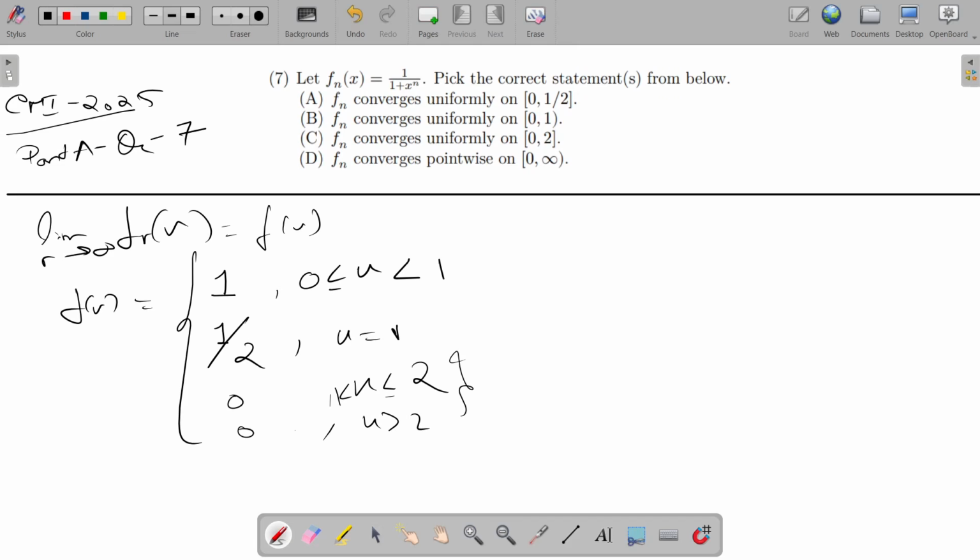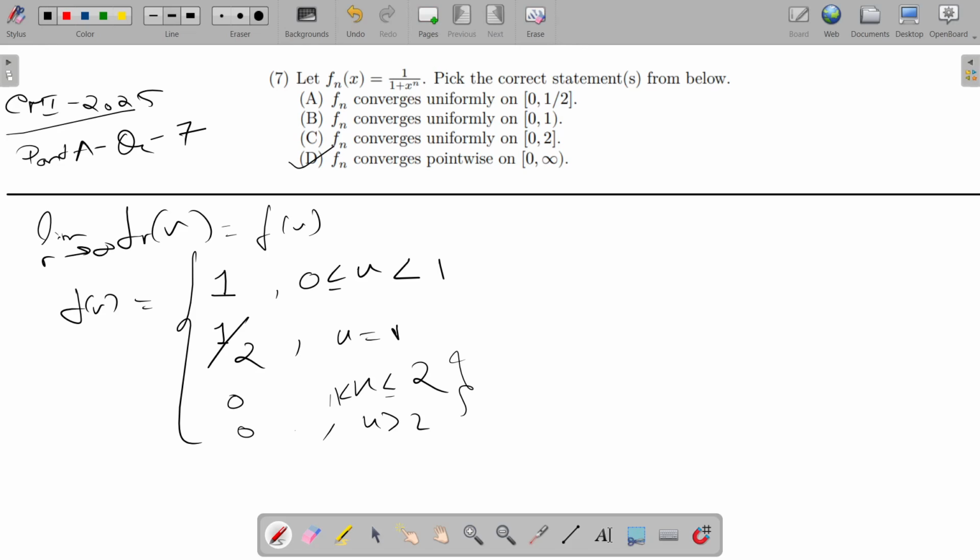So f_n converges pointwise. It is not uniformly convergent, but it converges pointwise on 0 to infinity. This will be true, because we have a limit function, so it converges pointwise. The limit might not be continuous, but it converges pointwise.